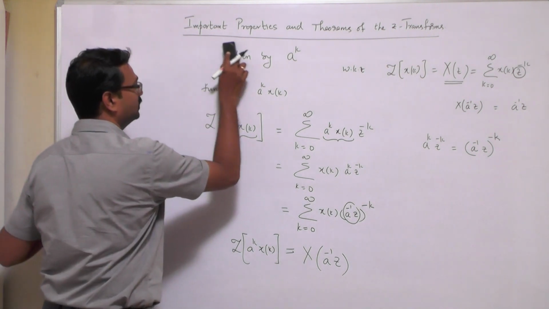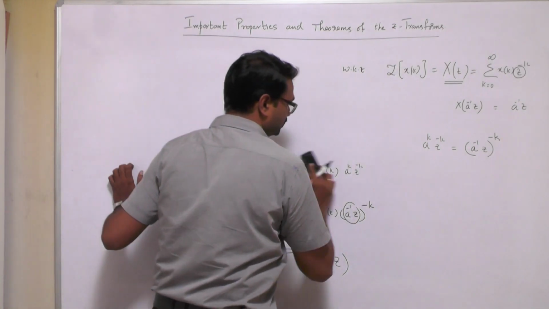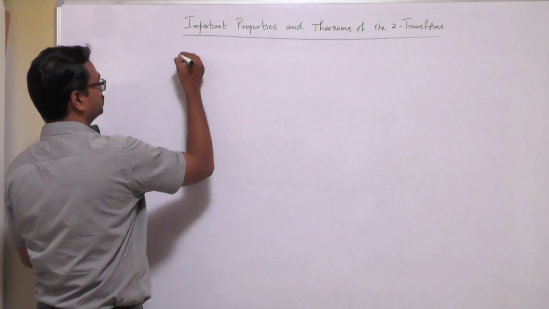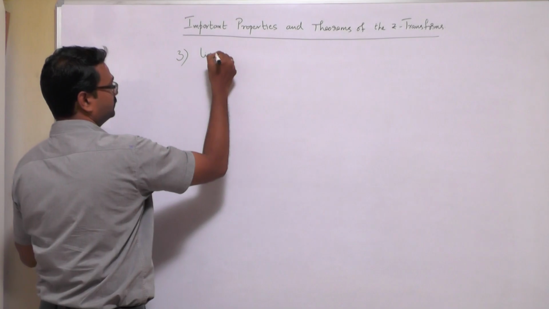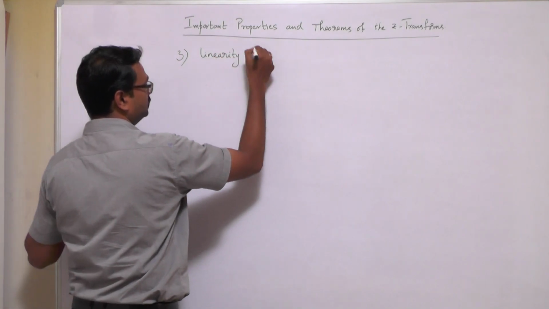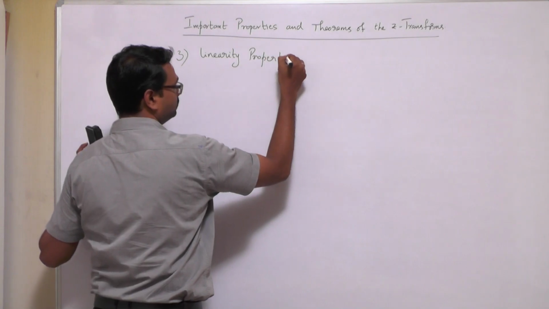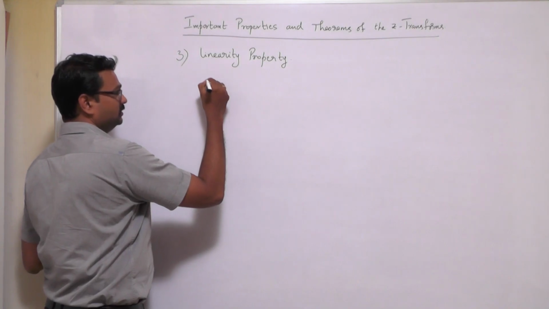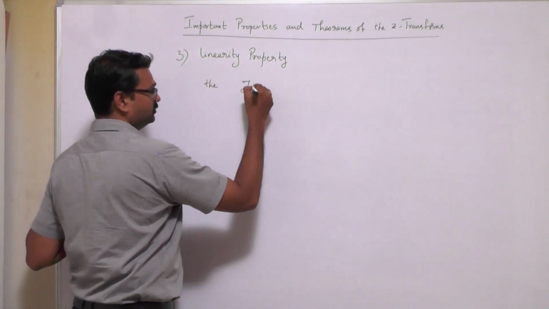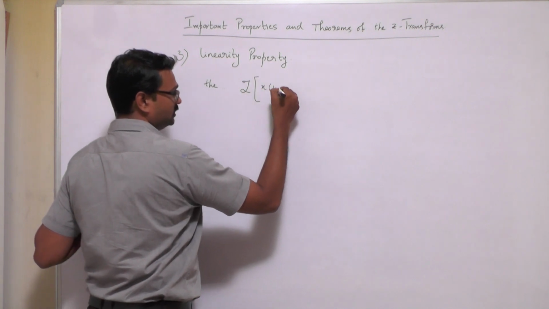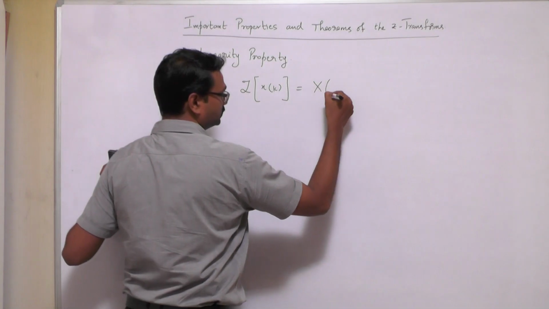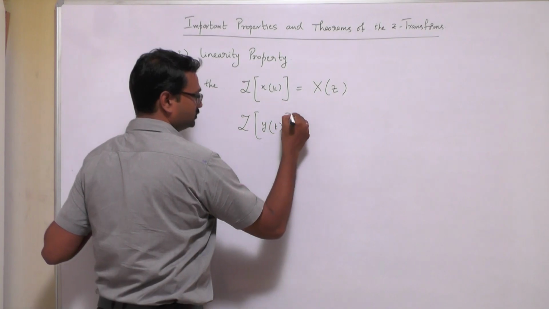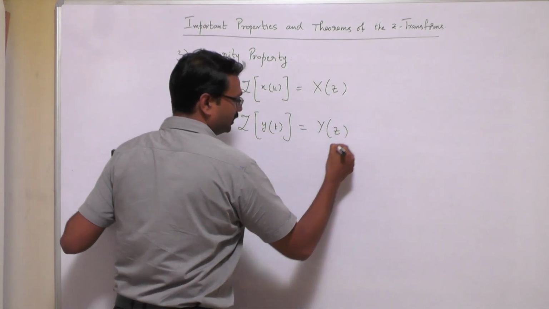Now we will go into the third property of Z transforms, which is the linearity property. Let us say, for instance, we have two different functions: the Z transform of x of k is equal to x of z, and the Z transform of y of k is equal to y of z.